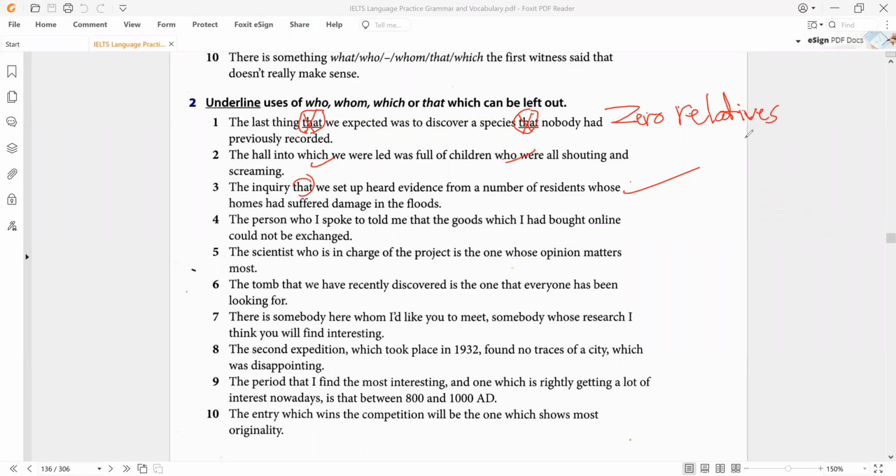We can remove who? The person I spoke to told me that the goods which I had bought online couldn't be exchanged. Delete both of them. Yes, which and who. So the person I spoke to told me that the goods I had bought online couldn't be exchanged. Good, guys. You are doing well. Five.